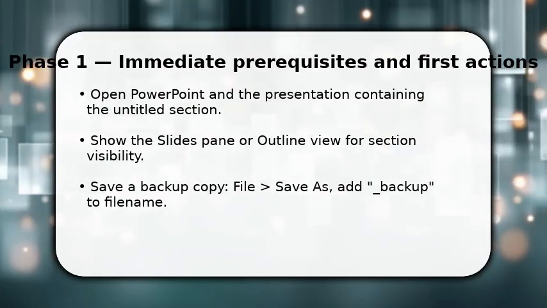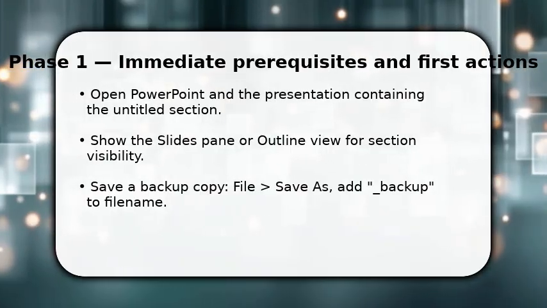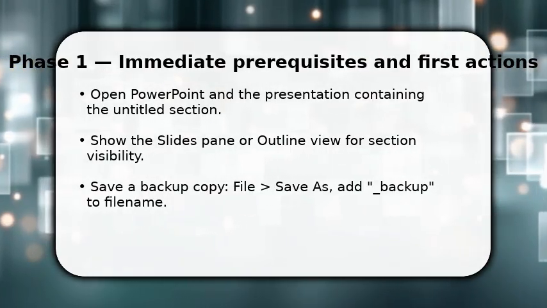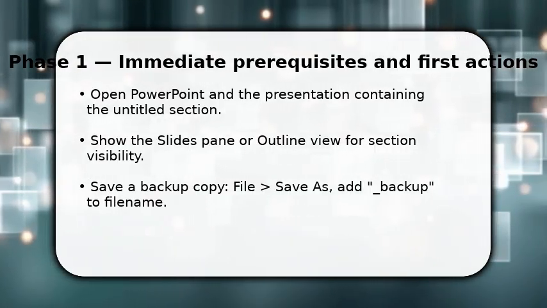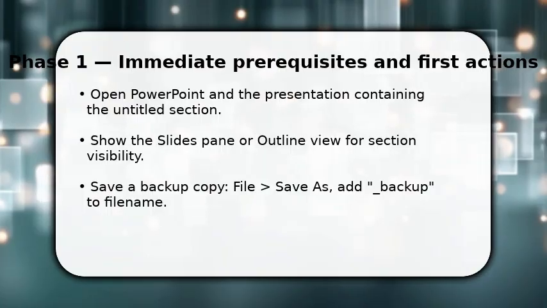You start by opening the presentation with the Untitled section. Make sure the slides pane or outline view is visible so sections appear. Once done, save a backup copy to avoid accidental loss.